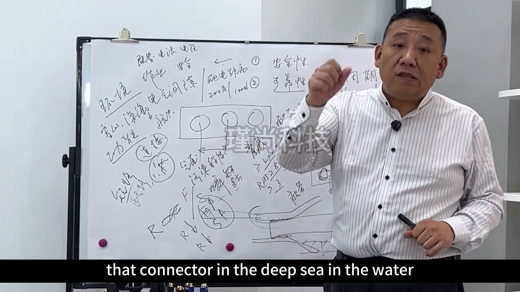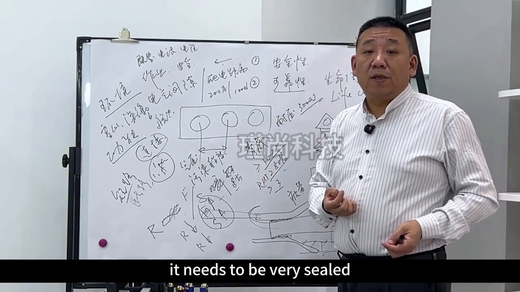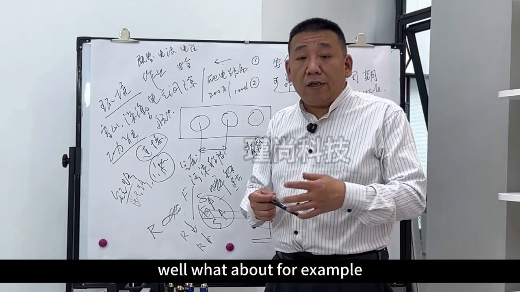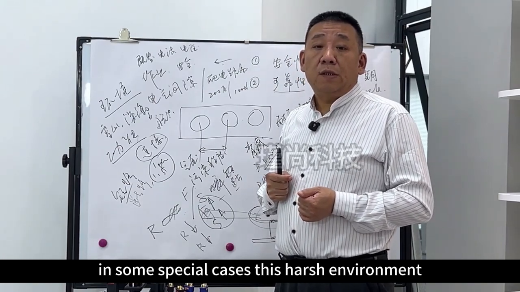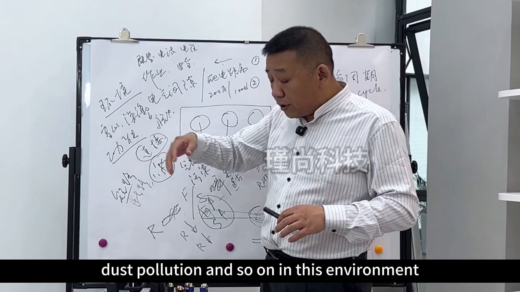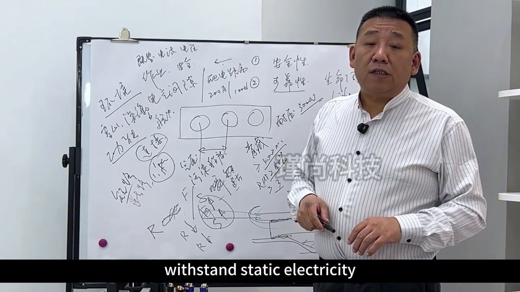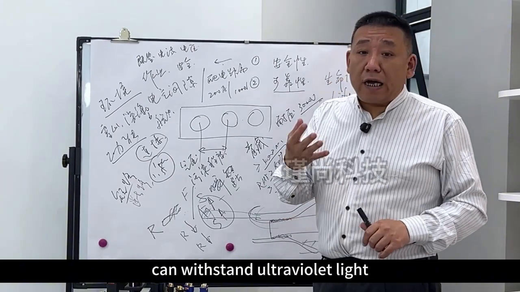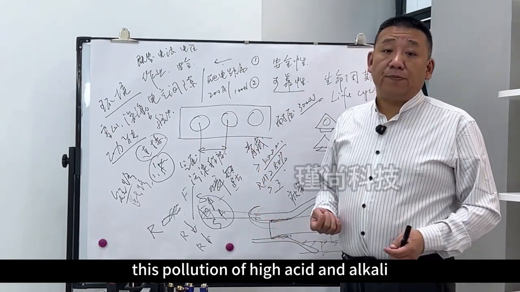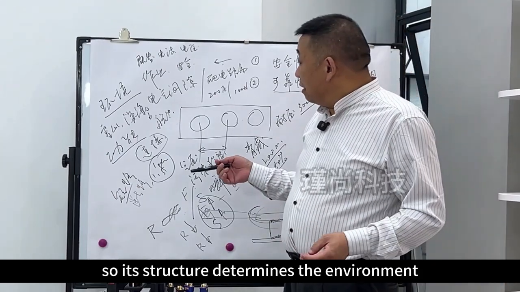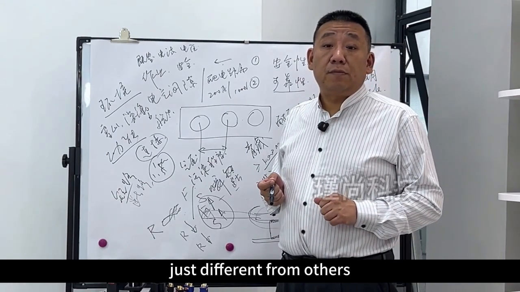And the connector in the deep sea, in the water, needs tightness. It needs to be very sealed. What about, for example, in some special cases, a harsh environment with dust pollution and so on? Then our connector has to be able to withstand dust, static electricity, ultraviolet light, and acid and alkali pollution. So the environment determines its structure. The structure of my product itself is just different from others.